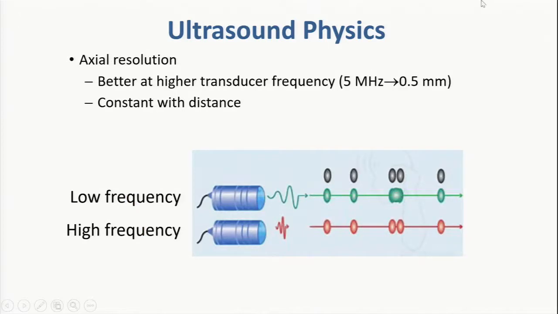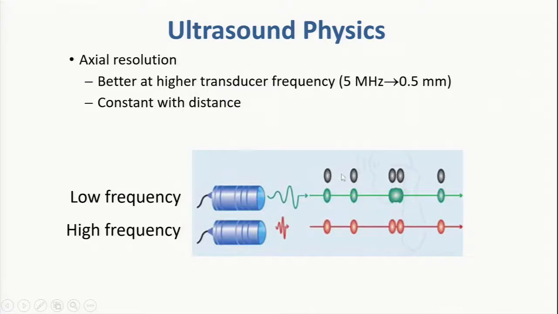So here's axial resolution, and your axial resolution again is how well you can distinguish objects that are along the line of the ultrasound beam. And it turns out your axial resolution is better with a higher frequency transducer, and it's also constant with distance. So let me just illustrate this with this diagram here.